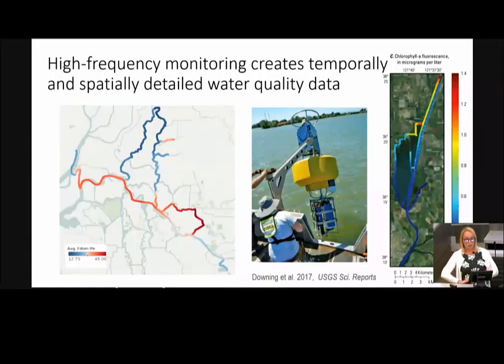So there's been a lot of work done, a lot of that led by the USGS at the California Water Science Center, to conduct high-frequency monitoring. And these new high-frequency sensors create both temporally and spatially detailed water quality data, and many of these are underpinned by optics.